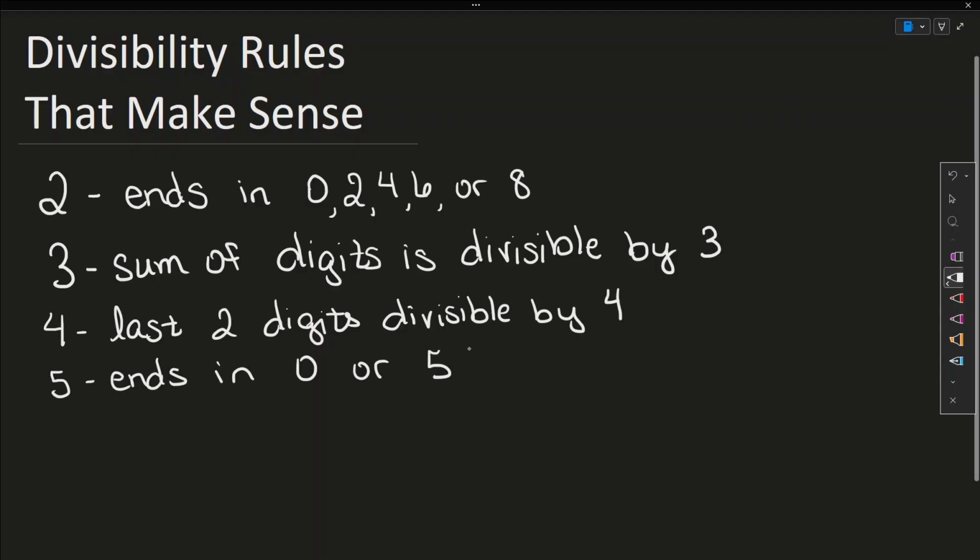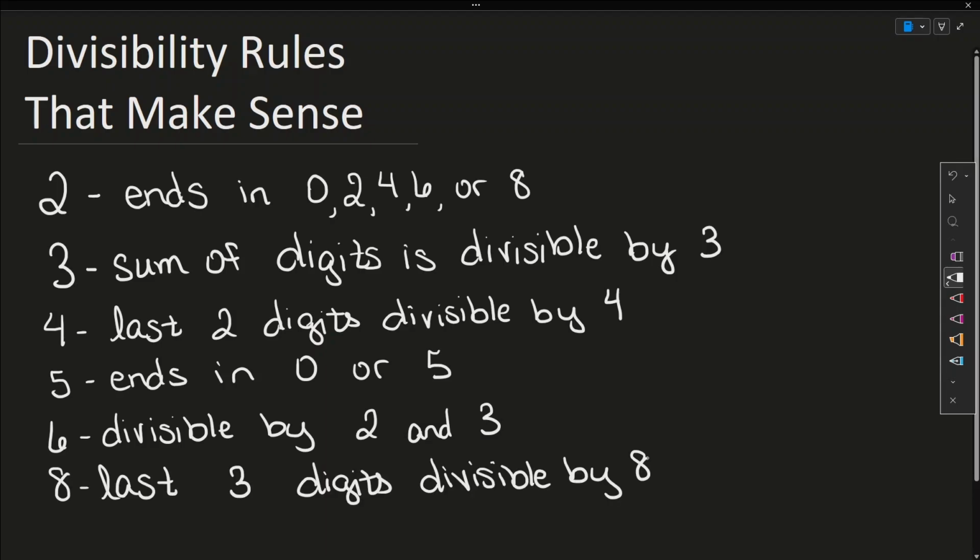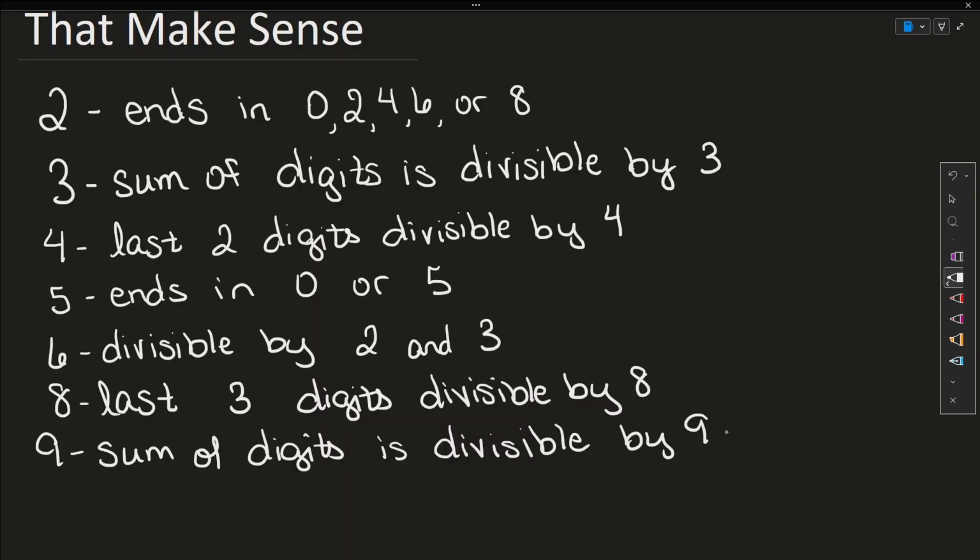A number is divisible by 5 if the number ends in 0 or 5. A number is divisible by 6 if it is divisible by both 2 and 3. A number is divisible by 8 if the last 3 digits are divisible by 8. A number is divisible by 9 if the sum of its digits is divisible by 9. And a number is divisible by 10 if the number ends in 0. These rules are powerful because they let us check divisibility quickly without always doing long division.